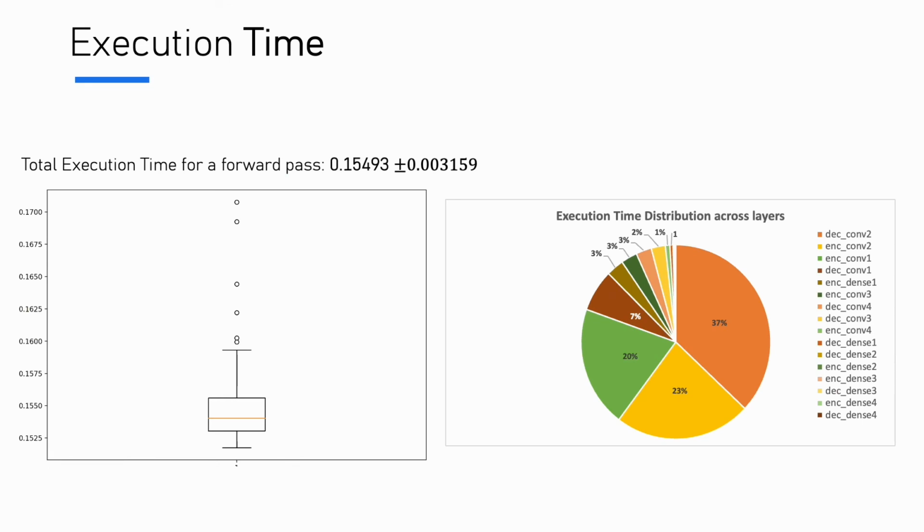The trained beta VAE model was then further analyzed in terms of the execution time across different layers and how the values of the weights in the network are distributed. The total execution time for a forward pass was approximately 150 milliseconds. The plot on the right shows the layer-wise distribution of the execution time for inference. As expected, the convolution layers take up most of the execution time during an inference. Particularly, the second convolution layer of the decoder was the most expensive operation, followed by that of the encoder.